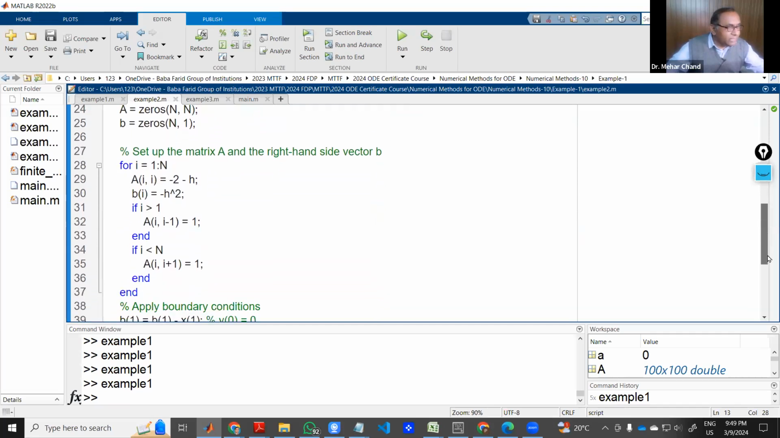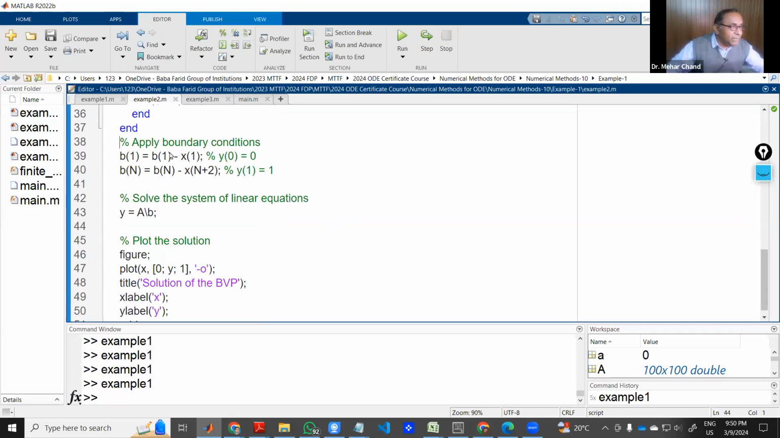Here you can see, when i is greater than 1, i minus 1 is equal to 1, and when i is less than n, in that case we also have 1. So these are the elements corresponding to the above main diagonal and below the main diagonal. All these elements are 1. This is the other way to set up the matrix and write vector b. So b_i will be equal to minus h squared when we simplify these equations.